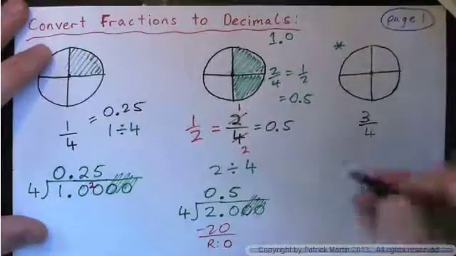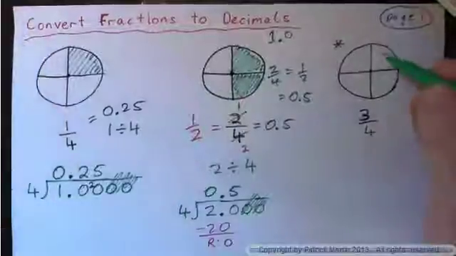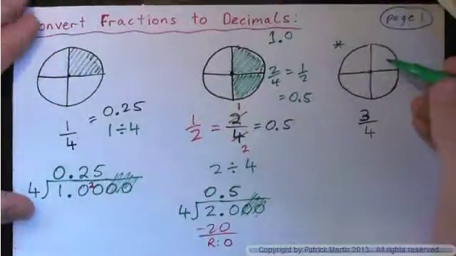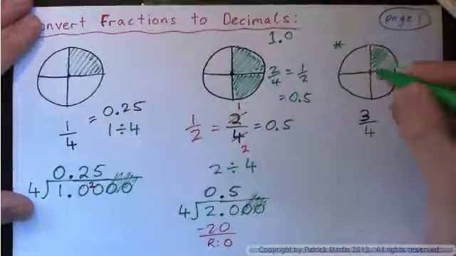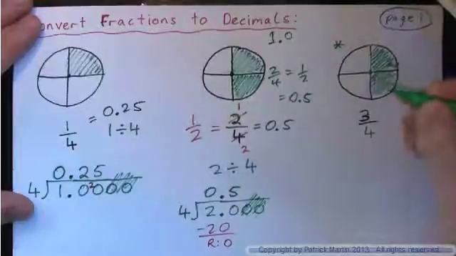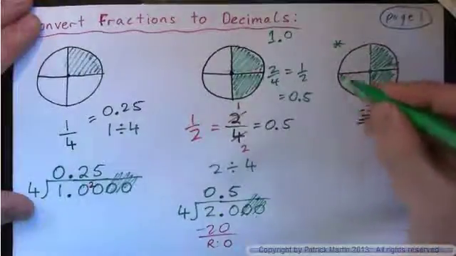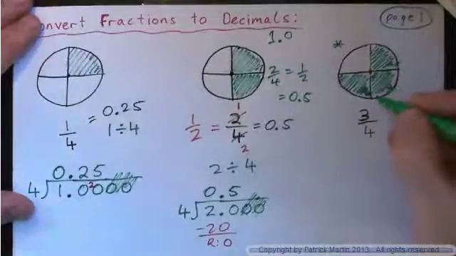Okay, so 3/4. I want you to press pause and do this by yourself. I want you to start by shading 3/4. Can you do that? Shade 3/4 of the circle. Okay, here's 1/4. Here's another quarter. Here's another quarter, right? Okay, 3/4.